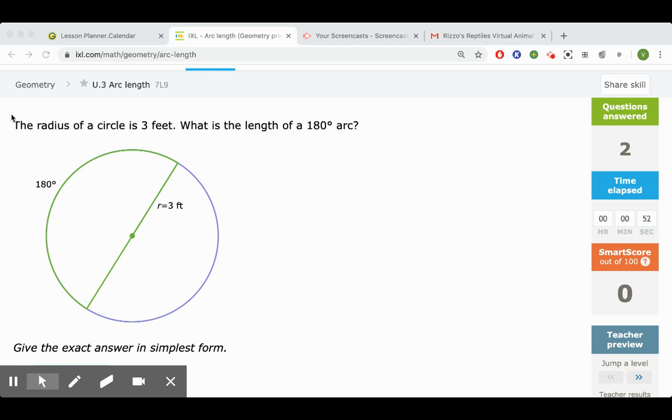So it says here, the radius of a circle is 3 feet. What is the length of a 180-degree arc? Okay, so they want to know the length of the arc. It's this arc right here. Remember, arc is just part of the circle. It's a curvy part.